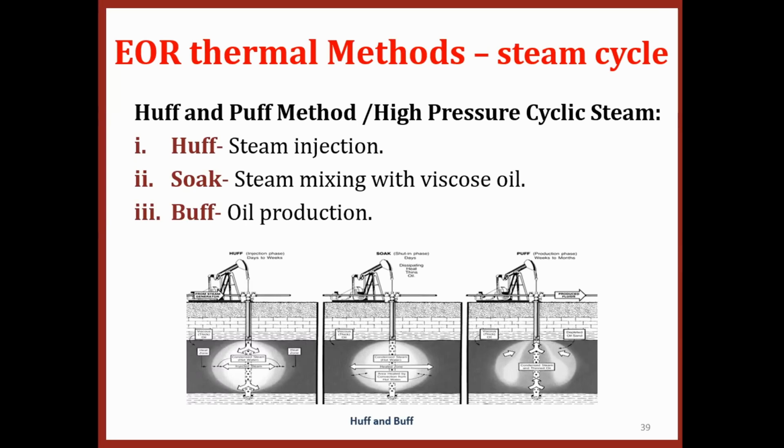So the cycle in steam has 3 stages. Stage number 1, steam injection, they call the huff. Stage number 2, soaking time. Stage number 3, production time, they call puff. And I repeat it again and again, until I get as much oil as I can get. The major factor here is the steam, heating up the oil, reducing viscosity, making it easy to flow.